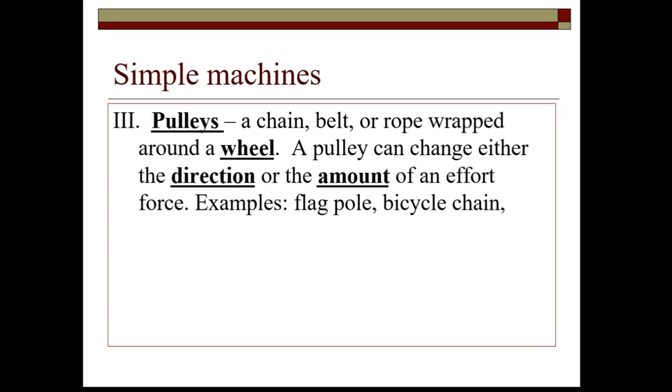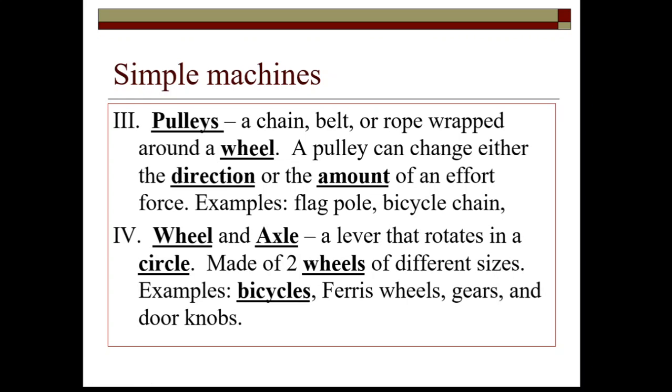Okay, so let's look at pulleys again. It's a chain, belt, or rope wrapped around a wheel. It can change the direction or the amount of effort. And the wheel and axle is a lever that rotates in a circle, and that's made of two wheels of different sizes. So a bicycle has a wheel and axle on the gears. So Ferris wheel, gears, and doorknobs.